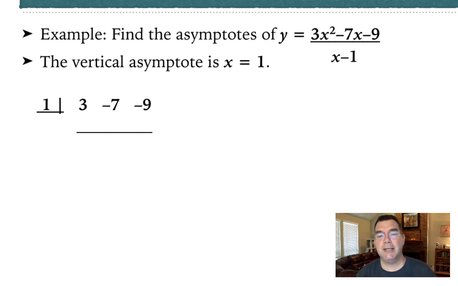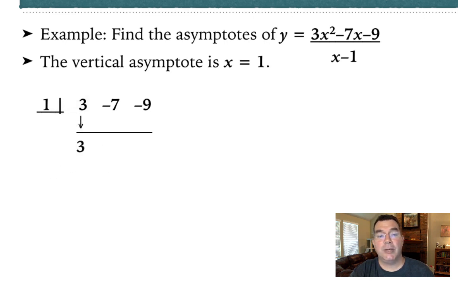And remember, what that means is that x minus 1 gets converted to a 1 inside that little L shape over there. And then the coefficients of the top will follow: 3 for the 3x squared, negative 7 for the negative 7x, and negative 9 for the constant. And so I go ahead and do my synthetic division.